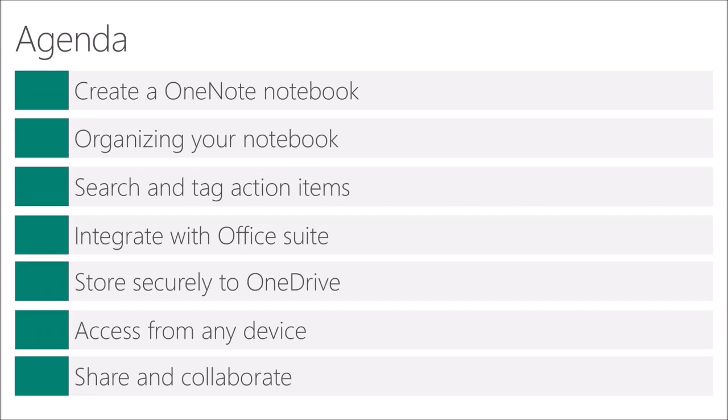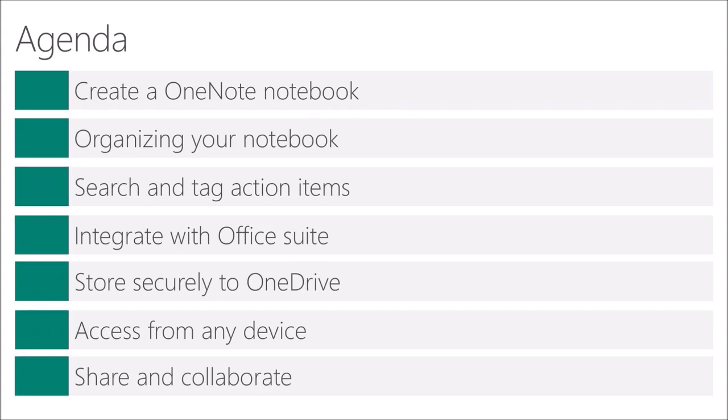After that, we're going to talk about the integration with the Office suite. So not only can we integrate PowerPoint presentations, we can even include Excel and Word as well. So we're going to talk about how that integration works perfectly with OneNote. After that, we're going to go into how we store securely to our OneDrive. In order for us to take full use of OneNote, we need it to be out in a cloud storage location for us to be able to access it from not only our phone, but other devices as well.